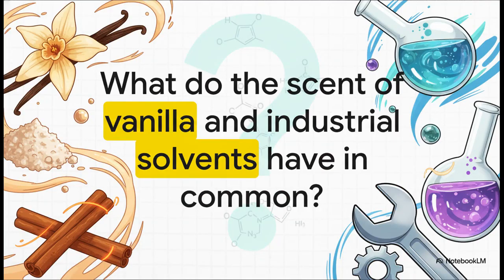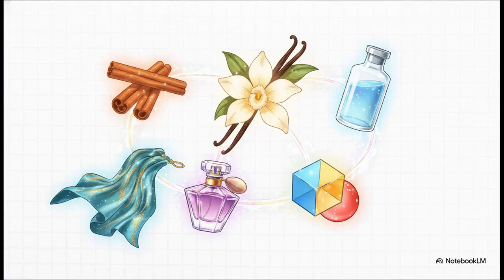So just think about that for a moment. You've got the lovely aroma of vanilla, that warm, festive scent of cinnamon, and then the really sharp chemical smell of an industrial solvent. I mean, they couldn't be more different, right? But what if I told you they all share a secret chemical connection? Well, the secret is a very special family of organic compounds. It turns out all of these things are built from the same fundamental blueprint.